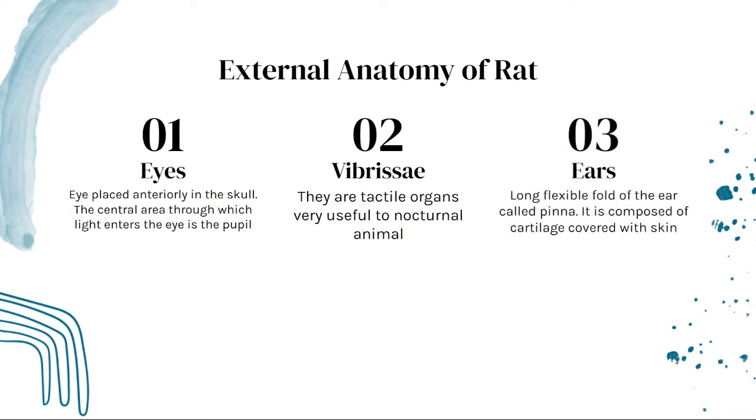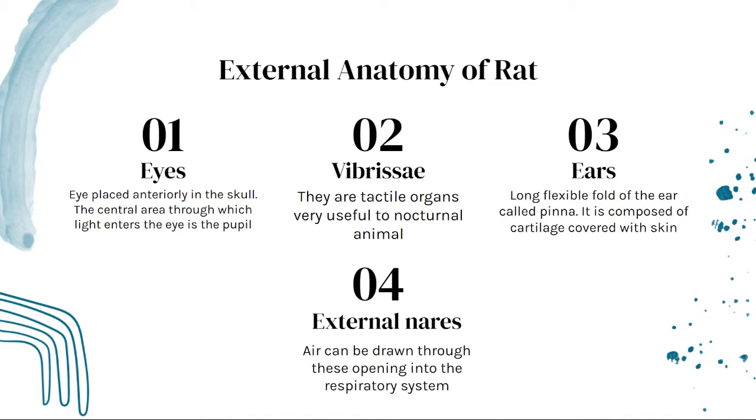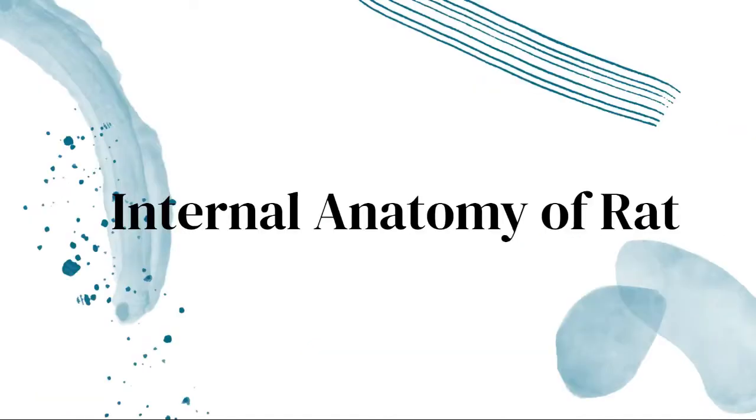For the ears, they are long flexible folds of the ear called pinna. It is composed of cartilage covered with skin. Through the external nares, air can be drawn through this opening into the respiratory system. Let's go into the internal part of the rat.